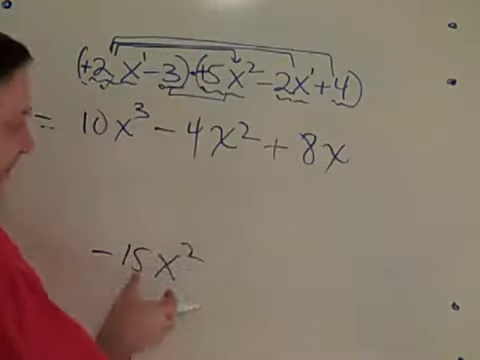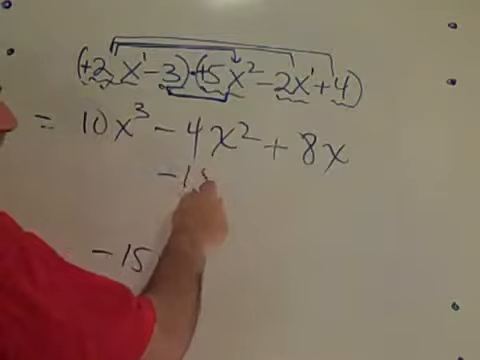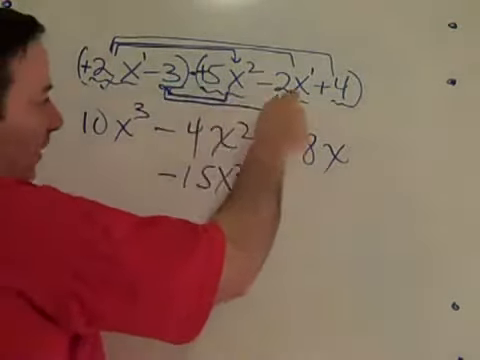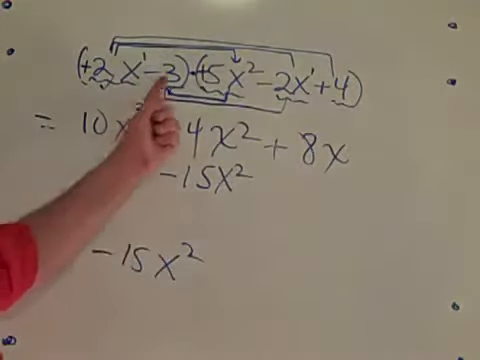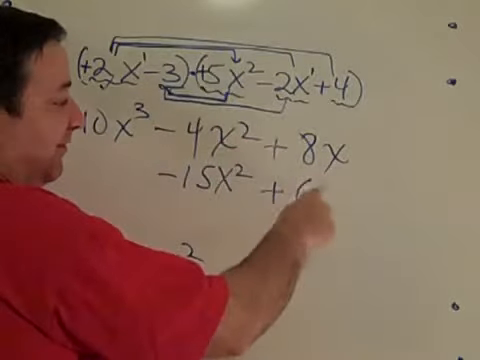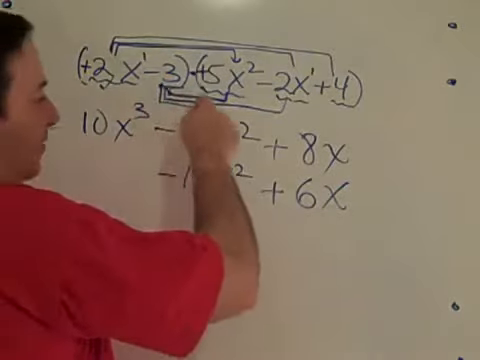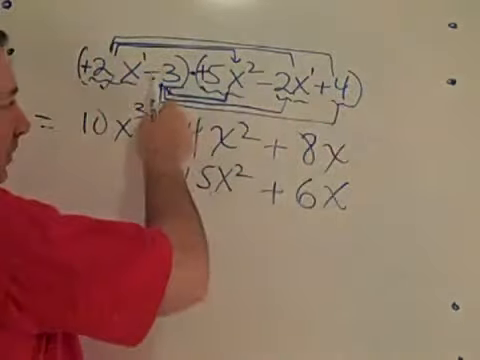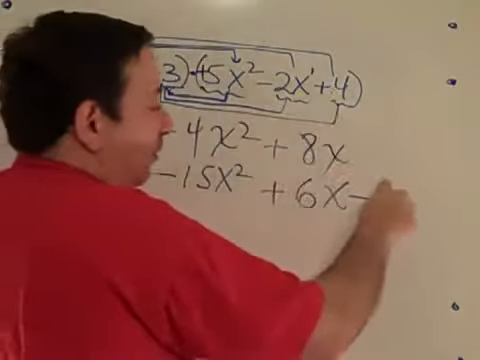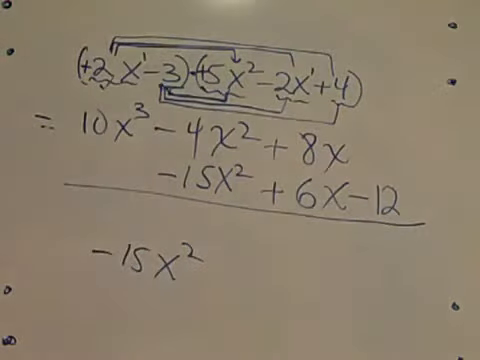I'm going to put these x squares, the x squares that I got from multiplying these two, right underneath one another. Now I'm going to multiply the negative 3 by negative 2x. A negative times a negative, positive. 3 times 2, 6 times x. Now we're going to multiply the negative 3 by the positive 4. The negative times the positive, the negative. 3 times 4, 12. Now we're going to add these columns of numbers.